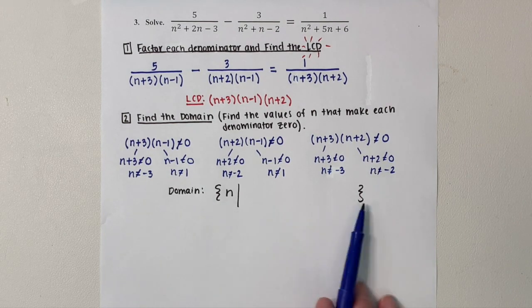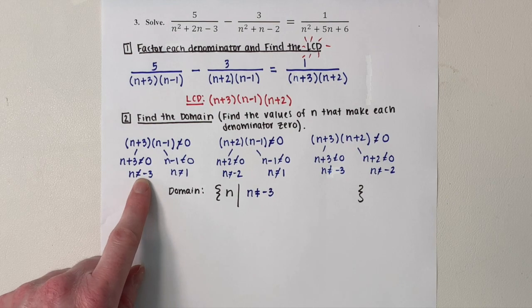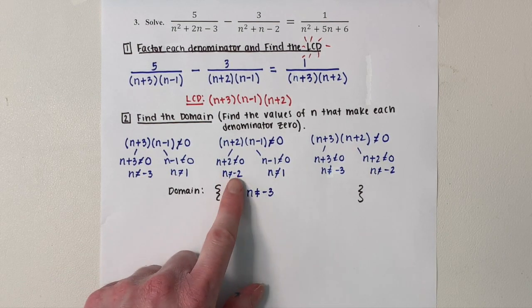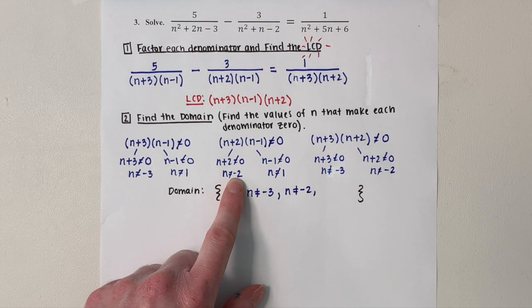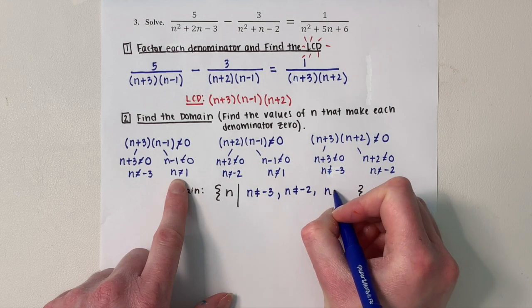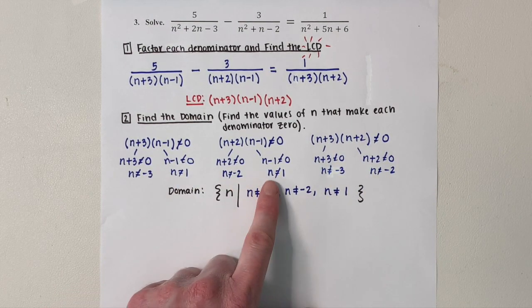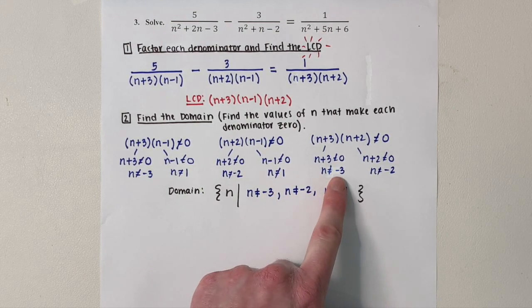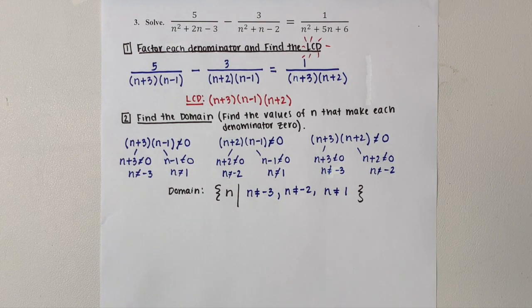Now let's write our domain using set builder notation. So here's our set builder outline, and let's write all of the forbidden n values. Let's see, n cannot equal -3, and we don't have to write this in order from least to greatest, but I'm going to do so. Then we can write n cannot equal -2. And then we can say that n cannot equal 1. And everything else is just a repeat of what we've already said. We already said that n can't equal 1, that n can't equal -3, and that n cannot equal -2. So we don't need to repeat that.